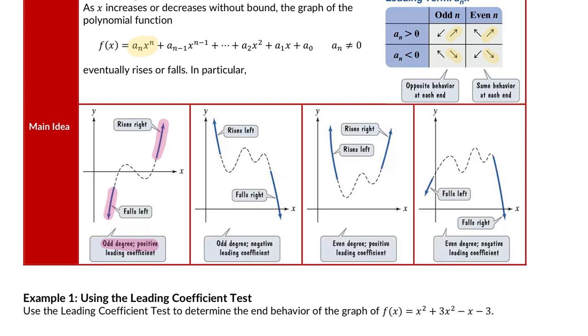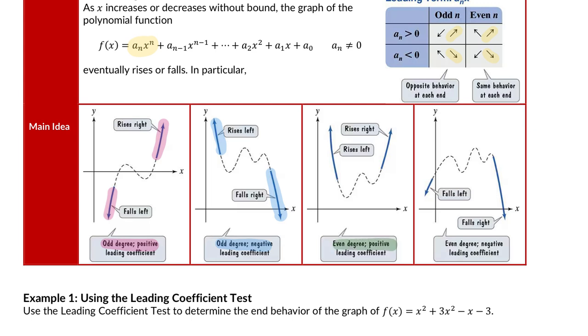For the second graph, it's odd degree, odd opposite. But if it's a negative leading coefficient, that means we're falling on the right side. Right side goes down and left side goes up. I don't know what's happening in the middle. We're not talking about middle behavior. We're just talking about the end behavior.